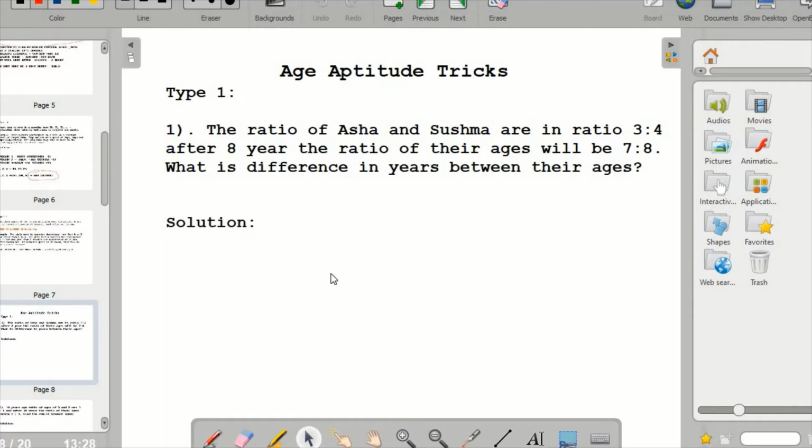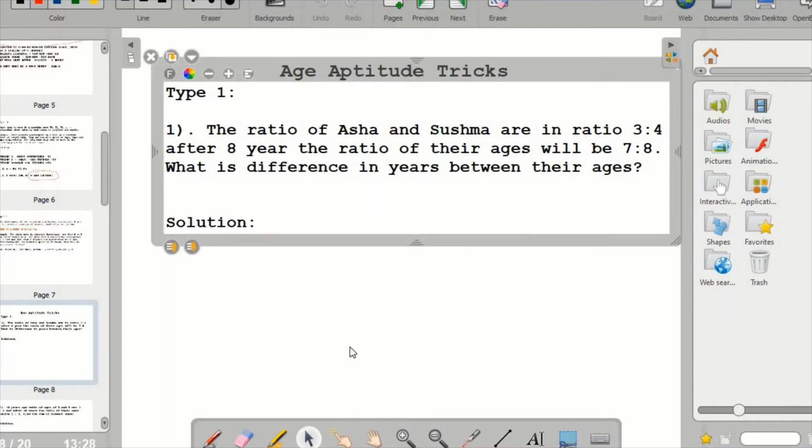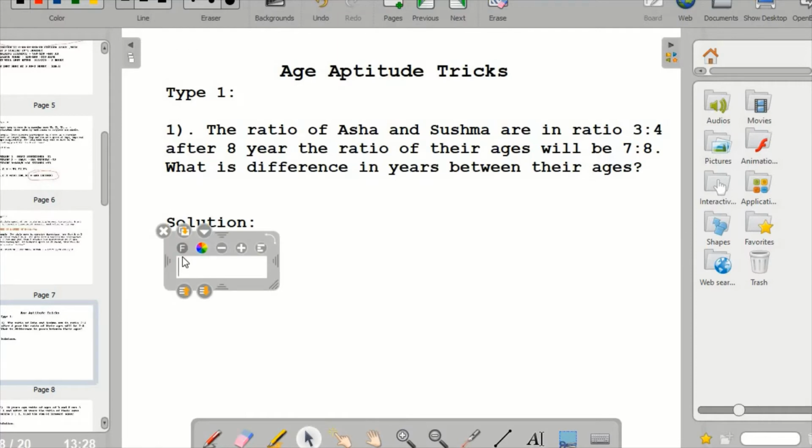First type: the ages of Asna and Sushma are in the ratio of 3:4. After 8 years, the ratio of their ages will be 7:8. What is the difference in years between their ages? So we have to find the age difference between the two persons. Most probably we will have these kinds of sums.